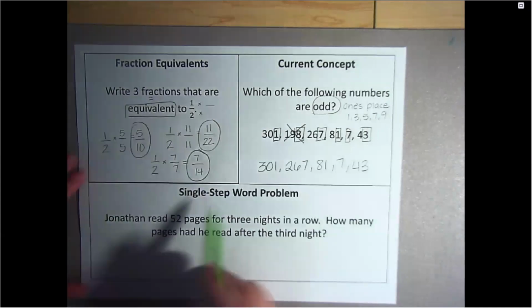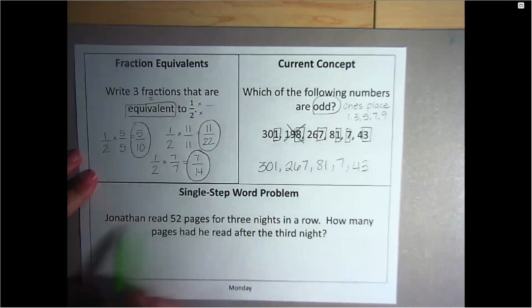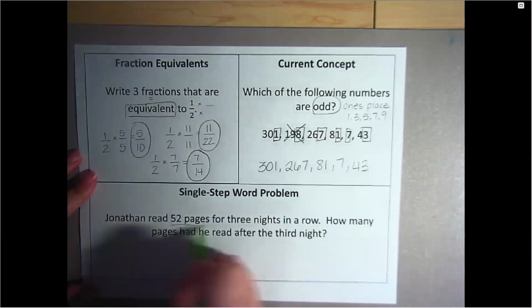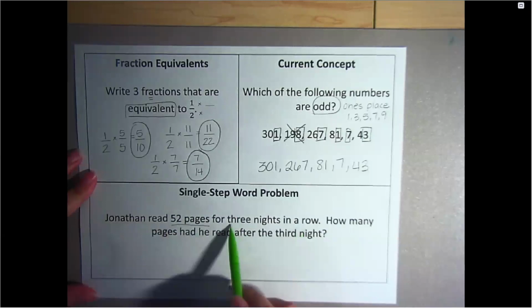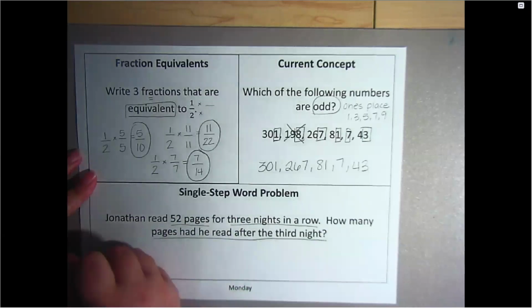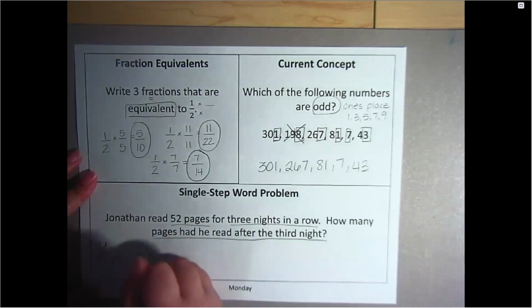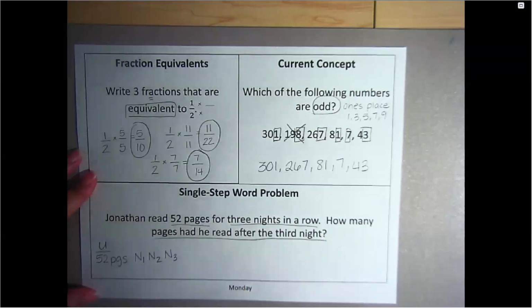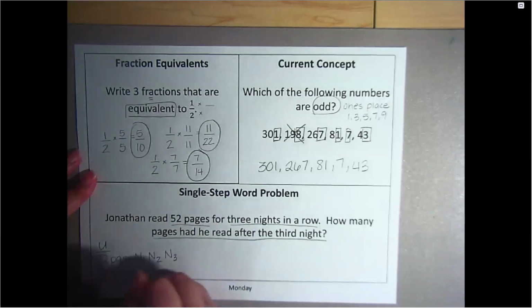All right, number 3, single step word problem. Jonathan read 52 pages for 3 nights in a row. How many pages had he read after the 3rd night? So here's what I understand or know. He read 52 pages on night 1, night 2, and night 3. So the question is, after the 3 nights, that equals how many pages?